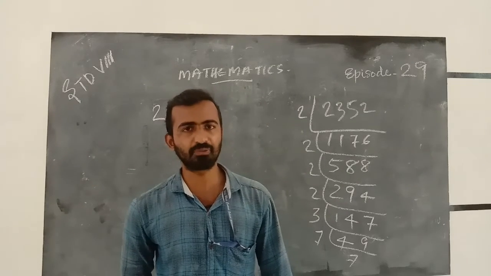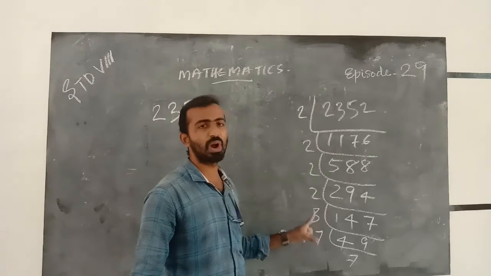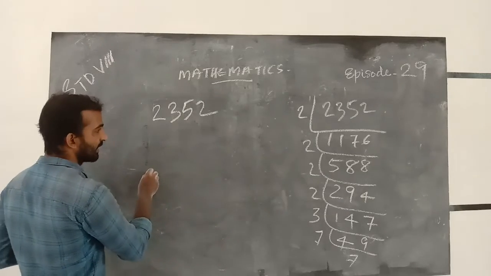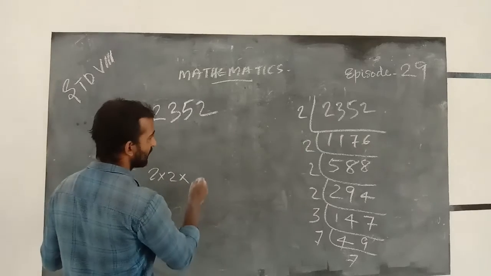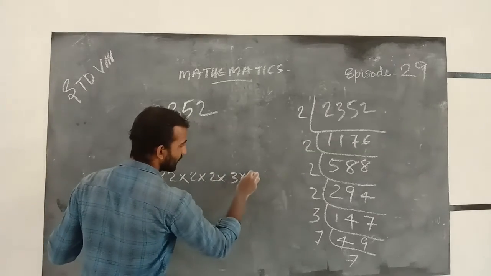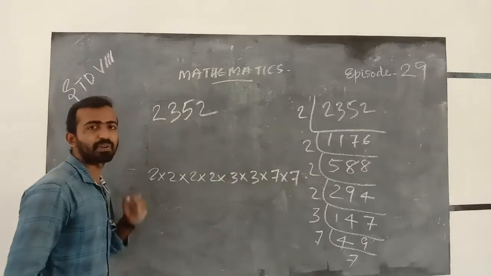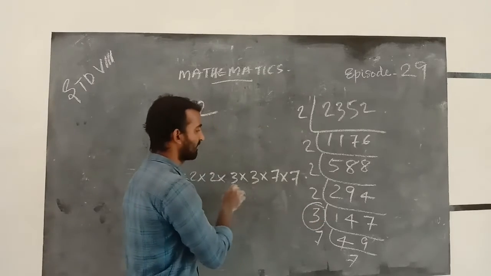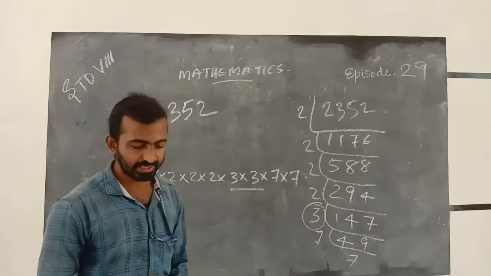So what is needed to make it a perfect square number? Then we add one more 3 to make a pair. That is, when we take 2 into 2 into 2 into 2 into 3 into 3 into 7 into 7, this number is a perfect square because earlier there was only one 3, but we want 2 threes, or pairs. Okay, is it clear?